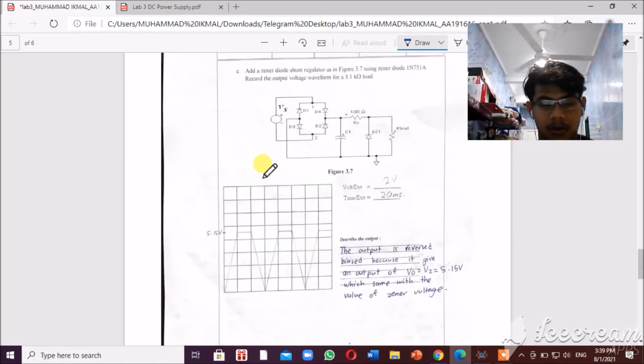So let's continue to the next question. Add a Zener diode shunt regulator as in figure 3.7 using Zener diode 1N751A. Record the output voltage waveform for a 5.1 kilo ohm load. So while the bridge rectifier operates in forward, the Zener diode will be reverse biased, so the output should be 5.15 volt, and the graph should also be clipped.